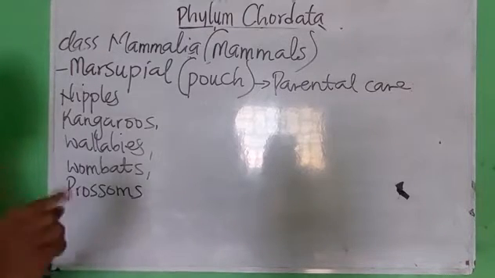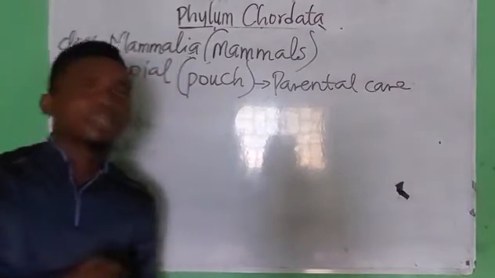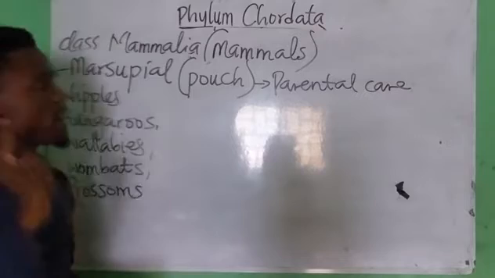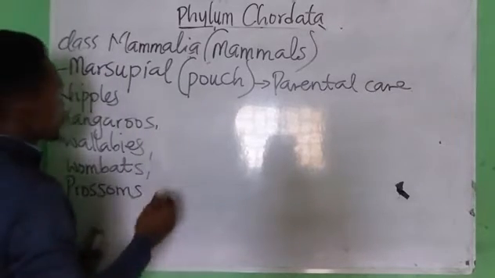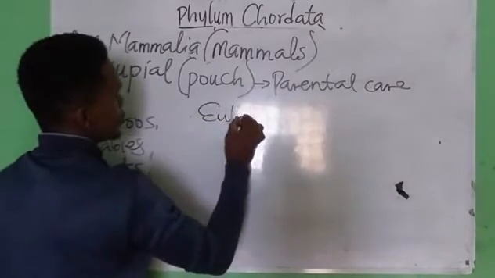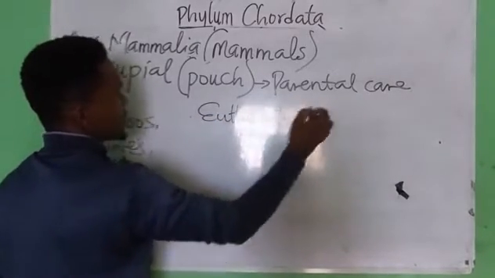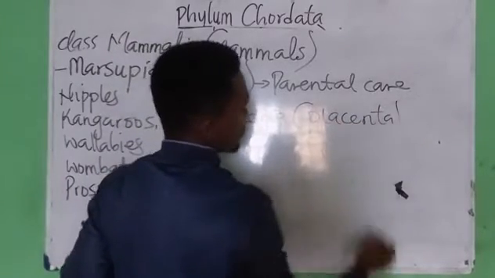Also take note that birds have high metabolic rates. Please take note of that. They have high metabolic rates. And the last one is called Eutheria. All right, these are called the placental mammals.